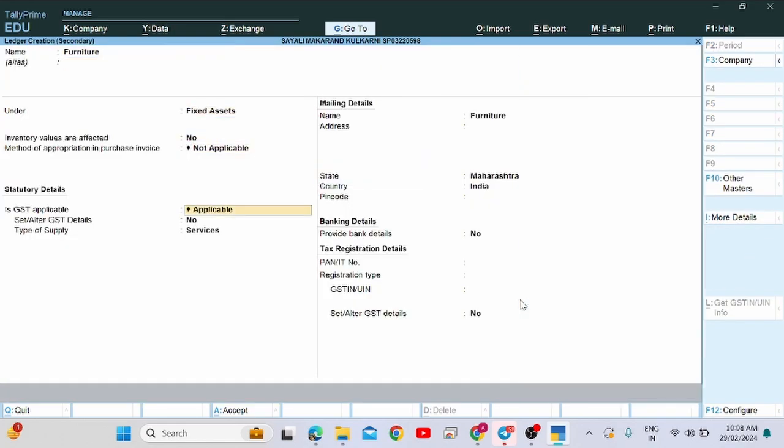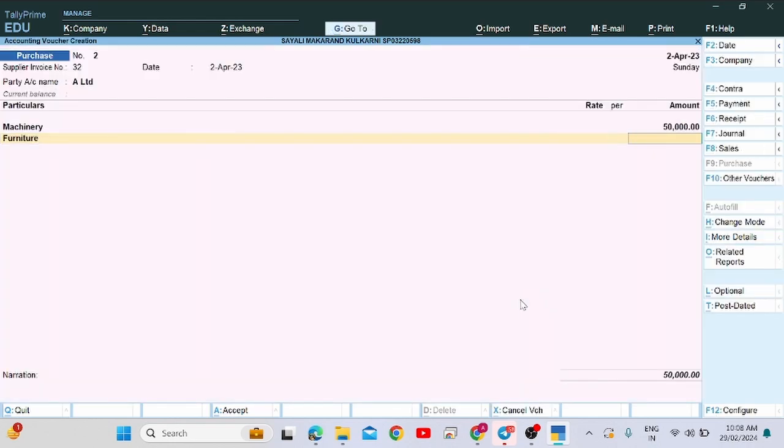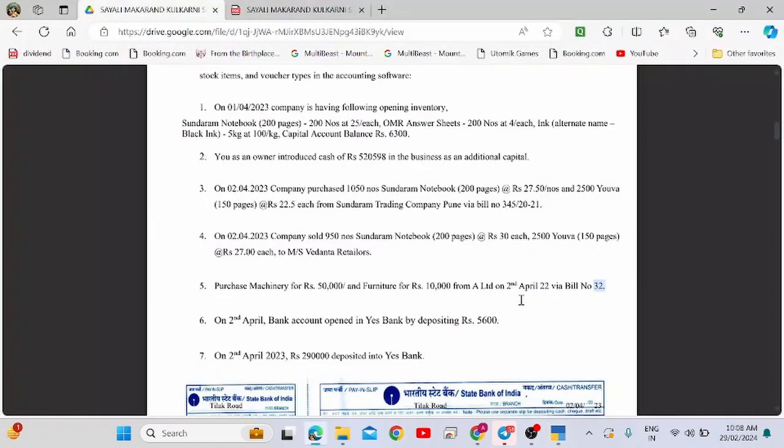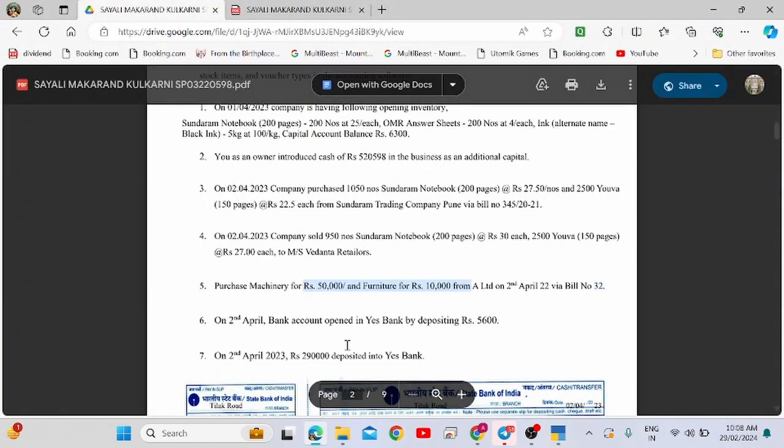I will create this, which is also under fixed asset. And at what? 10,000. Enter, enter, enter, accept. No need to write the narration. Total 60,000. This is correct. We have passed this entry successfully.